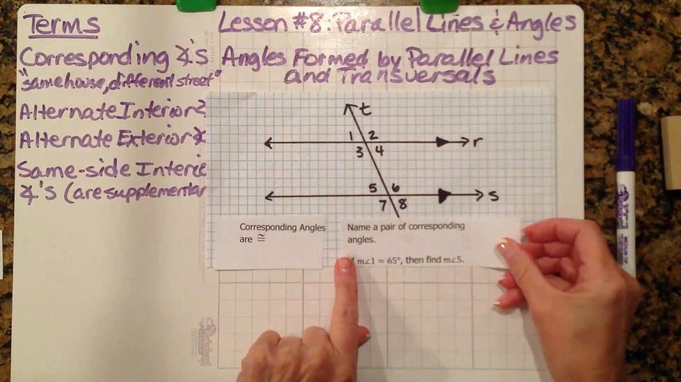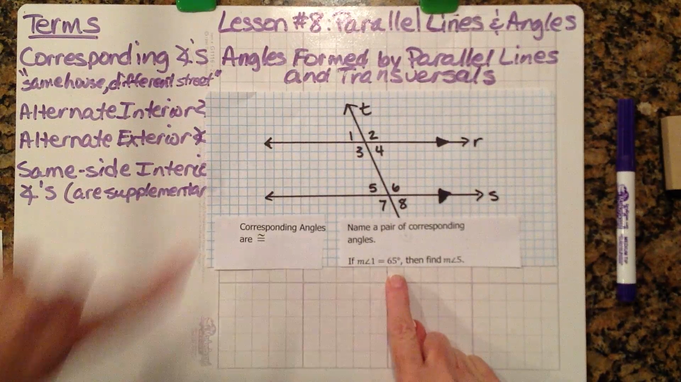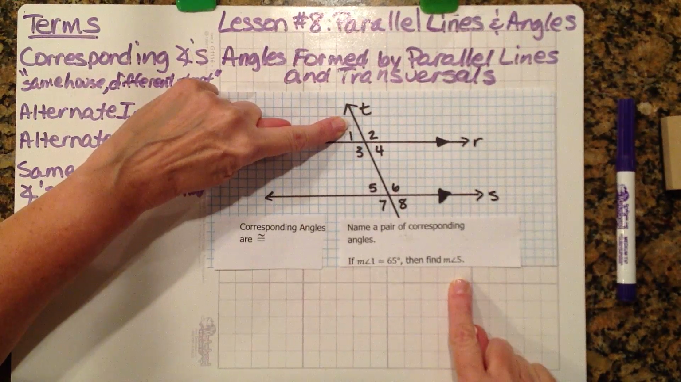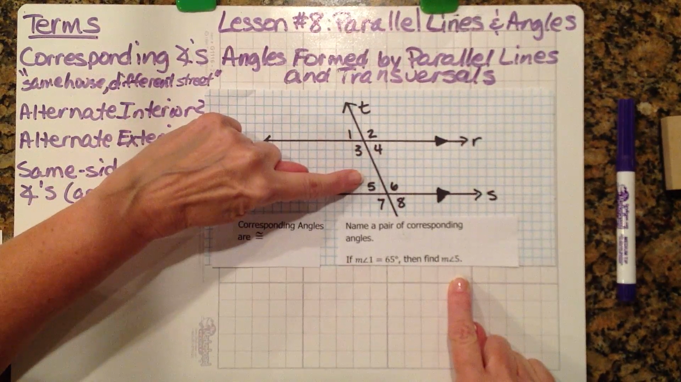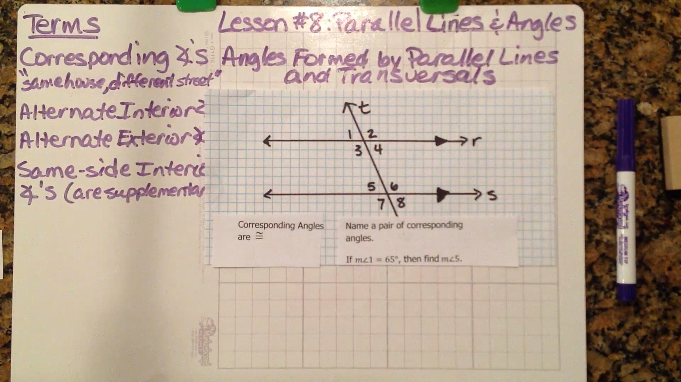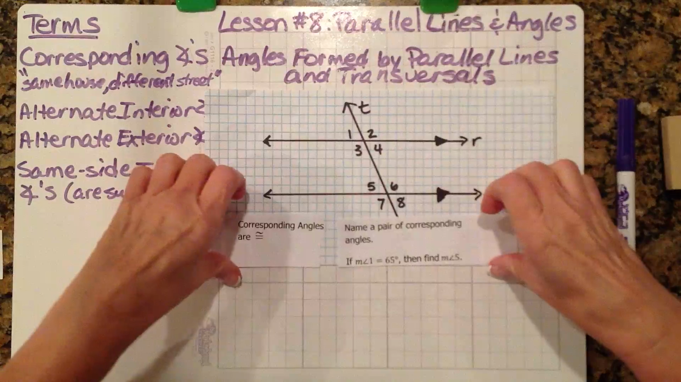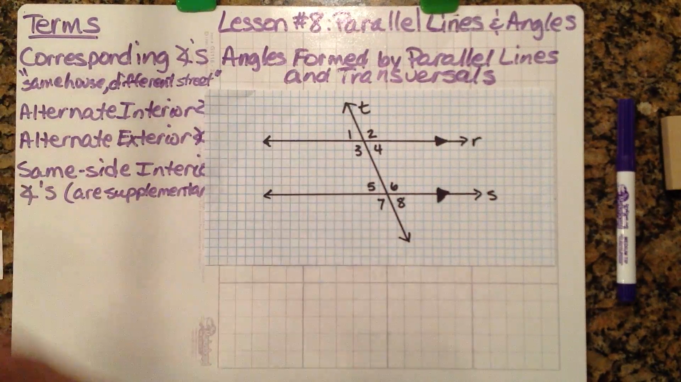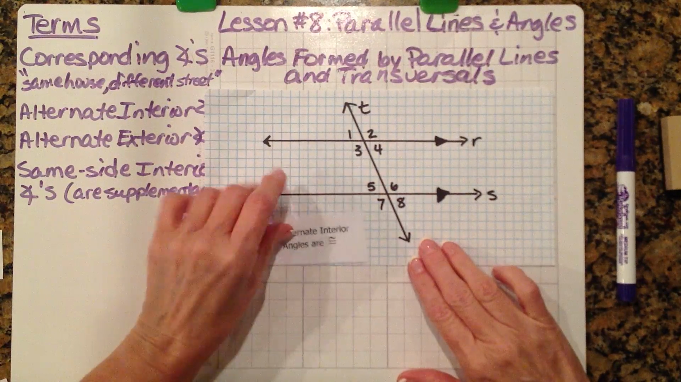So for example, if the measure of angle 1 right here is 65 degrees, what's going to be the measure of angle 5 right here? Since they're congruent to each other, it's going to be 65 degrees also. That's corresponding angles. Let's look at another pair, alternate interior angles.